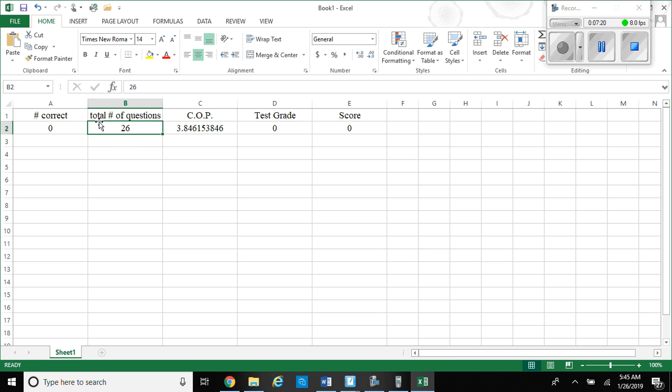And suppose I want to change the number of questions. Suppose there were 12 questions. And notice the constant of proportionality changes. Out of the 12 questions, each question is worth 8.33, or 8 1/3 points. The test grade would be 0 because they got none right, and the score would be 0. So this is a nice program. It does help out a lot when it comes down to calculating test grades.